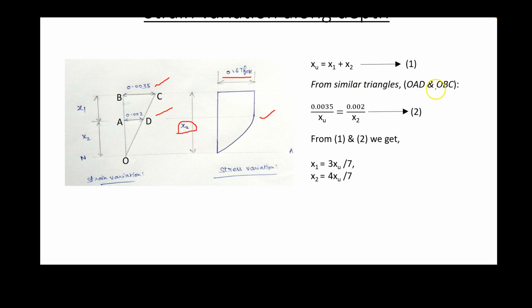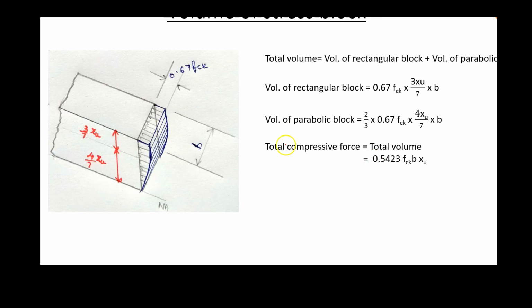And from similar triangles OAD and OBC, OAD is one triangle and OBC is another triangle. So we can write 0.0035 by xu, this base by this total height, equals this base by this height. That's what I have written here. So from these two equations we can find out x1 and x2. It doesn't take a lot of effort. This is simple, so we can directly find that x1 is equal to 3/7 xu and x2 is equal to 4/7 xu. So we have written it here, 3/7 xu and 4/7 xu.